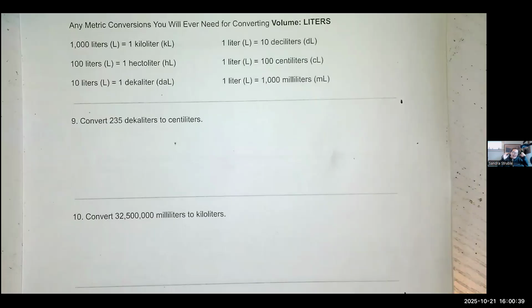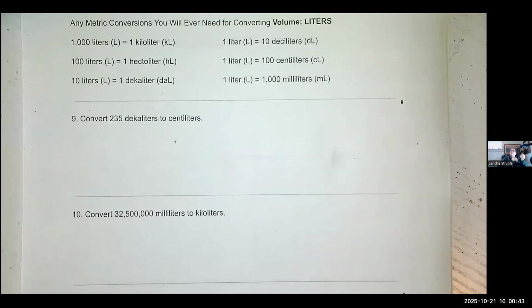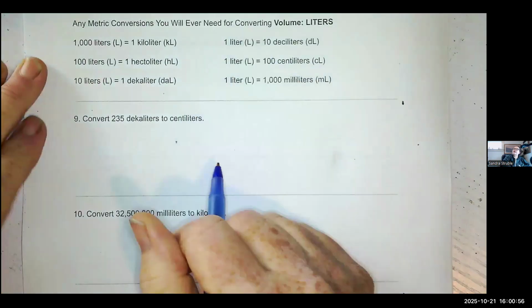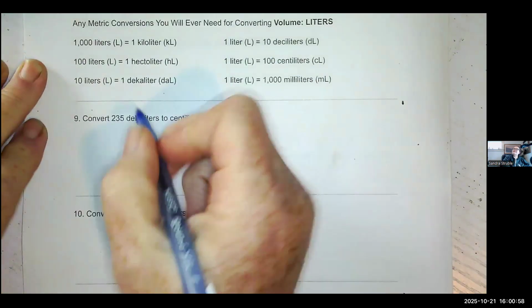All right. And the cool thing about metric, it's the same thing no matter what we do. Instead of meters, instead of grams, we're going to use liters. So everything, our base unit is liters when it comes to volume. So I've got to convert 235 deciliters to centiliters.